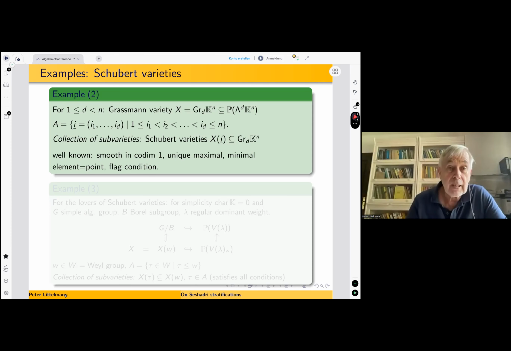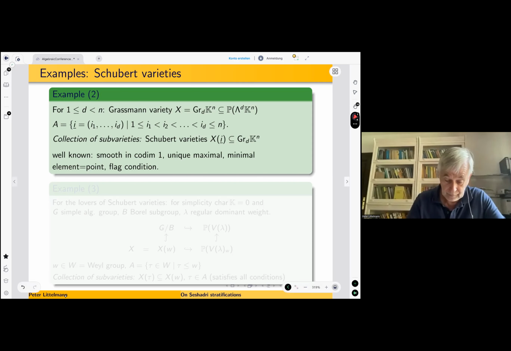And I take, in this case, as the collection of subvarieties for my X, namely the Grassmann variety, just the collection of all Schubert varieties. It is well known that the Schubert varieties are all smooth in codimension 1. I have a unique maximal Schubert variety, which is the Grassmann variety itself. And I have as minimal element just one point. There's only one Schubert variety of dimension 0. And it's also well known that the flag condition is also satisfied in this case.